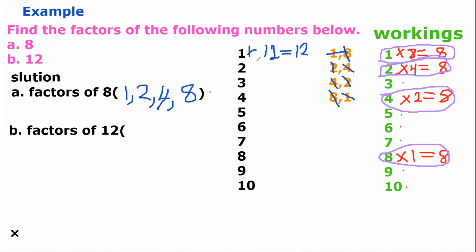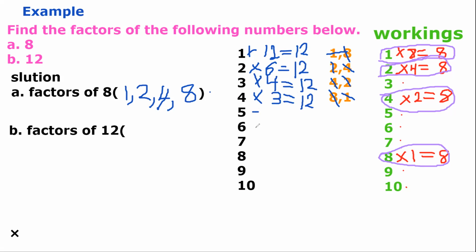Good. 2 times what number will give you 12? 6. Okay, that will give you 12. 3 times what number will give you 12? 4 will give you 12. 4 times what number will give you? 4 times 3 can also give you 12. 5, no.